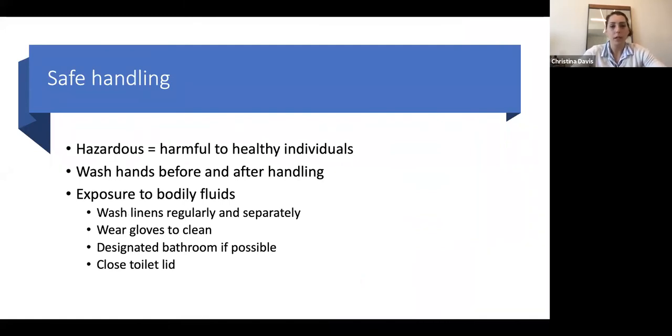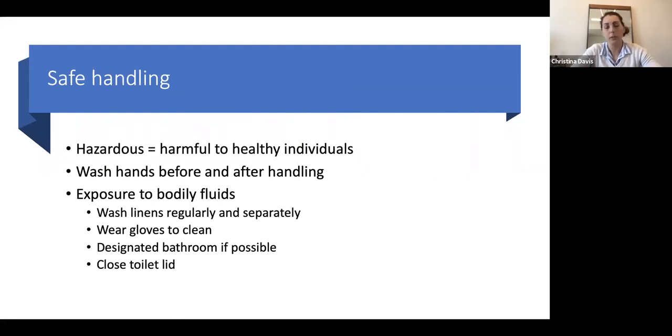In terms of safe handling, all oral oncology medicines, for the most part, there are some exceptions, are considered hazardous in some way, meaning that really no one should be handling them except the patient, if at all possible, because they can potentially be harmful. So recommend that they wash their hands really well before and after handling. Of course, there's no risk to the patient touching it because they're the ones taking it, but make sure they wash their hands well before and after.